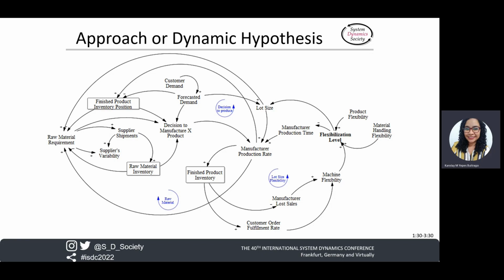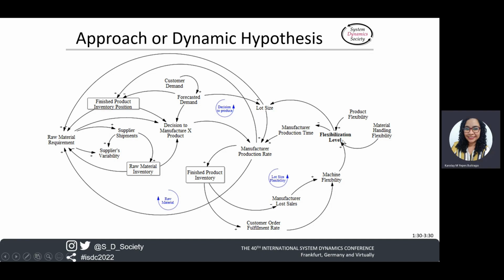The variations on these attributes define the production line to be modeled, which can be highly flexible or non-flexible. In a highly flexible line, for example, the production time decreases and the lot size and the production rate increase. This increases the finished product inventory and decreases the manufacturer's lost sales and backlogs. Also, in this flexible environment, when the manufacturer's lost sales increase, they speed up their machines, increasing flexibility level and closing the loop named lot size flexibility.